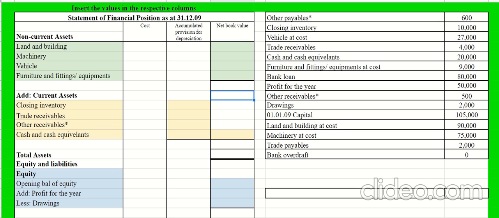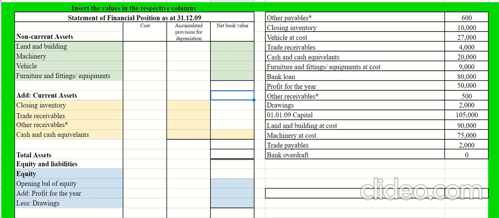Today's lesson is to prepare a statement of financial position, including the total assets, total liabilities, and equity. The first section of a statement of financial position includes non-current assets. These non-current assets are land and building, machinery, vehicle, furniture and fittings or equipments.